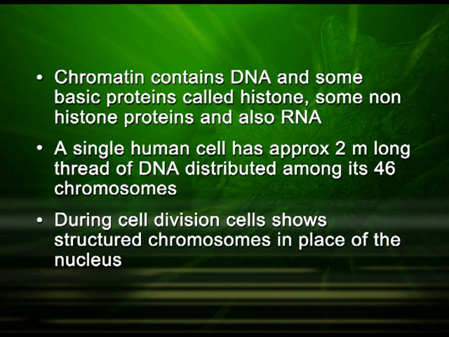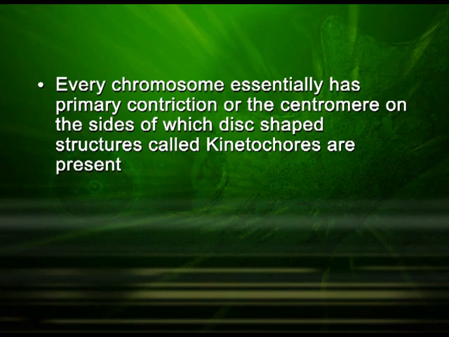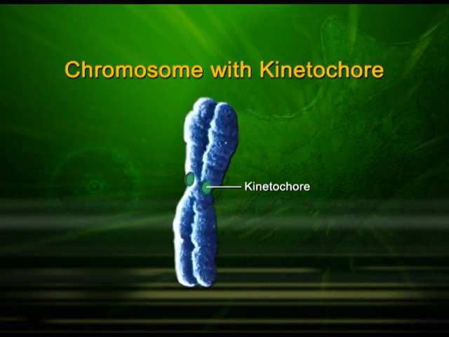During cell division, cells show structured chromosomes in place of the chromatin. Let us have a look at the picture of a nucleus. Every chromosome essentially has a primary constriction or the centromere, on the sides of which disc-shaped structures called kinetochores are present. Have a look at this picture of a chromosome showing the kinetochores at the centromere.